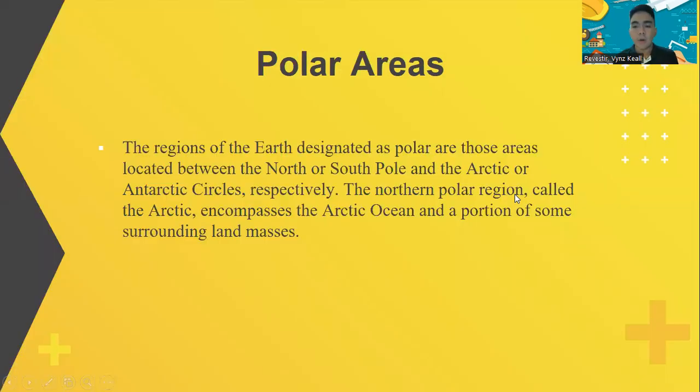So next, polar areas. The regions of the Earth designated as polar are those areas located between the North and South Pole and the Arctic or Antarctic circles, respectively. The northern polar region, called the Arctic, encompasses the Arctic Ocean and a portion of some surrounding land masses.